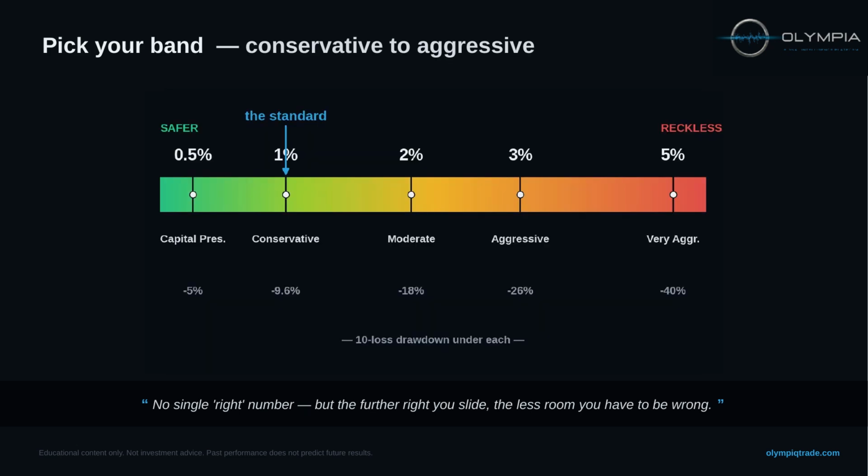1% is the standard, but it's really just a dial. 0.5% capital preservation. 1, conservative. 2, moderate. 3, aggressive. 5, very aggressive. No single right number, but the further right you slide, the less room you have to be wrong.